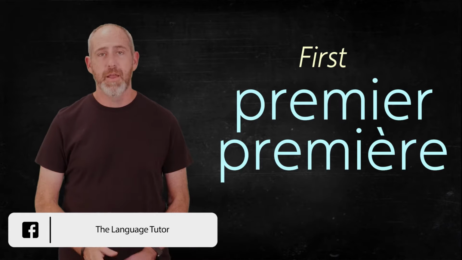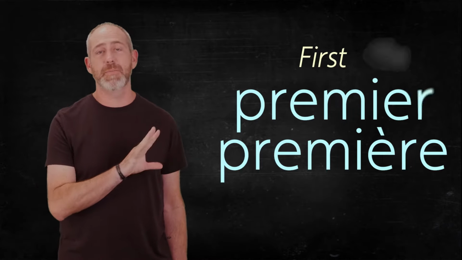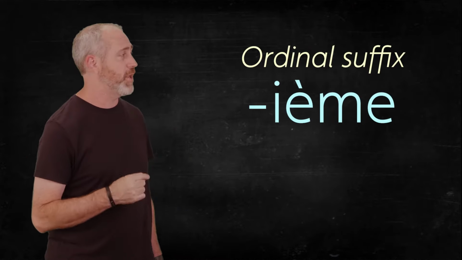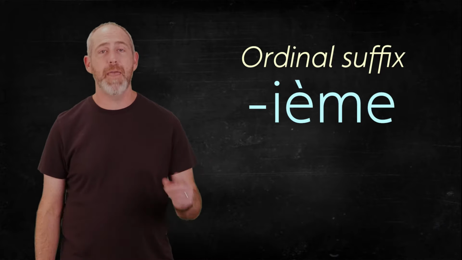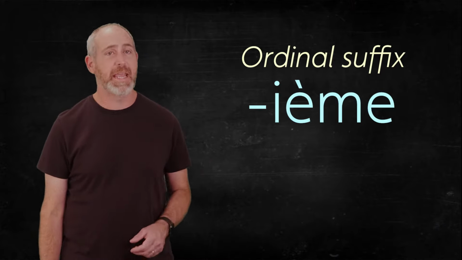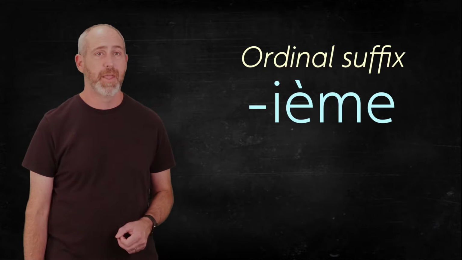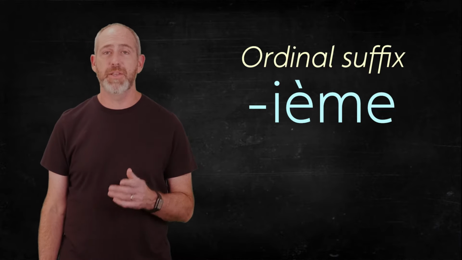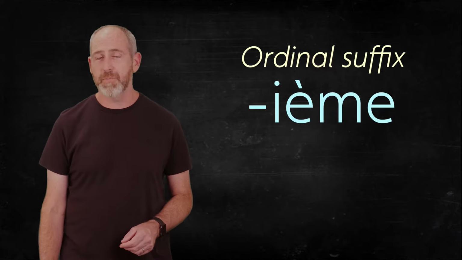All right. Now that we can see how first works, let's talk about that suffix I mentioned a while ago. Here's the suffix that we use. It is ième, I-E-M-E with an accent on that E. Okay, now there are a few exceptions, but I think it's best for me just to go through and talk about those exceptions as they come up, okay?